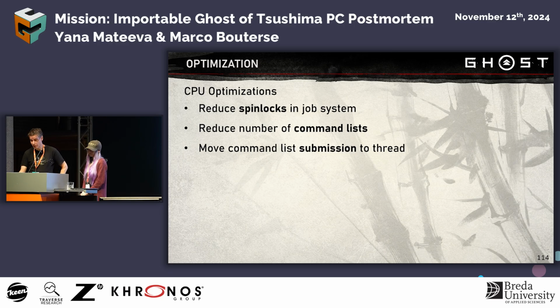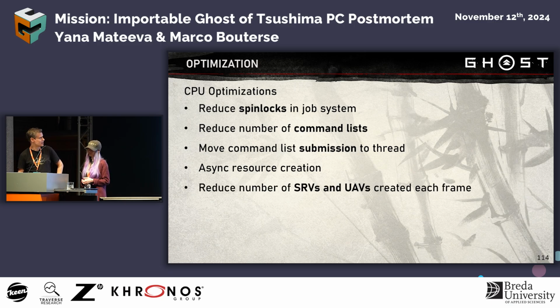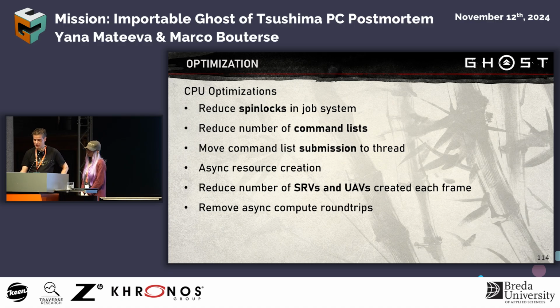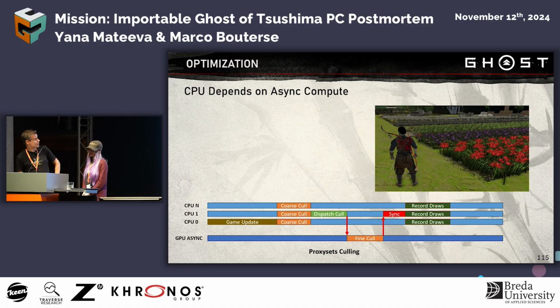We moved the command list submission to its own thread. We made sure that the resource creation was also done on separate threads, especially for the texture streaming system. And we tried to reduce the number of descriptors we created each frame, because descriptor creation was also a bottleneck. We also tried to remove all the async compute round trips that were in this engine. And let's zoom in on that a bit.